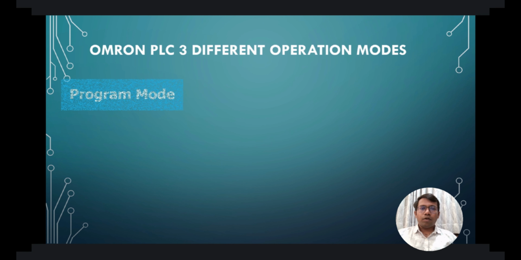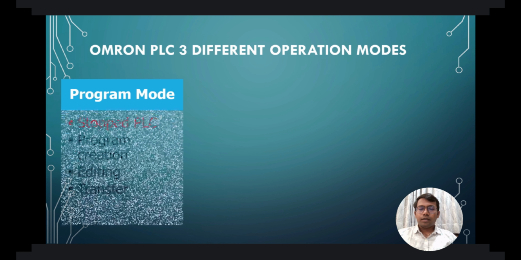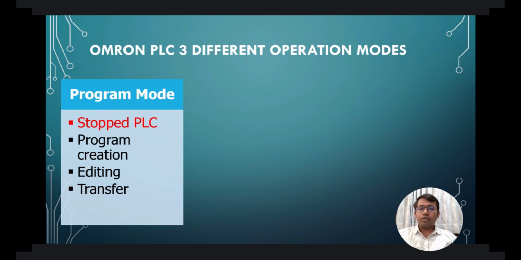In operation mode, there are three different operation modes. First mode is program mode. In program mode, the PLC is stopped. You can create a program, edit and test the program, and transfer to the PLC, upload and download.